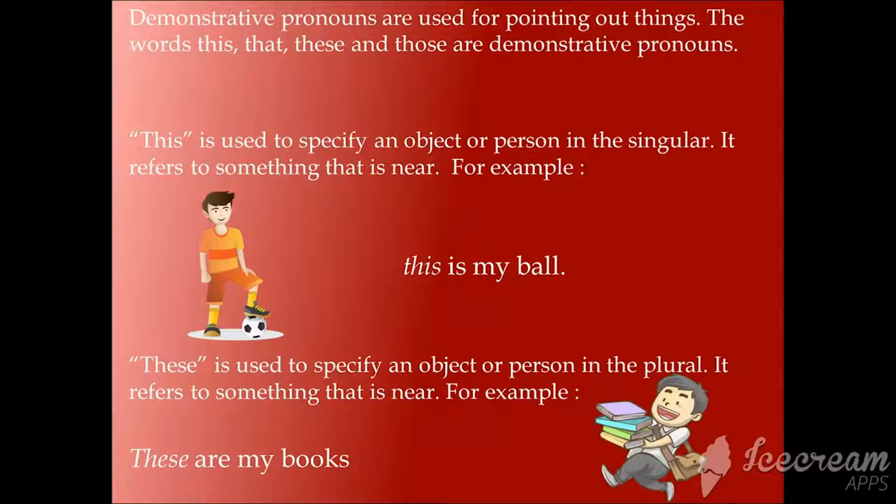نشوفوا الحالة ديال these. These is used to specify an object or person in the plural. It refers to something that is near. For example يعني بالنسبة للحالة ديال these مشابهة للحالة ديال this، غير في هذه الحالة كنهضروا على the plural يعني more than one object or person.